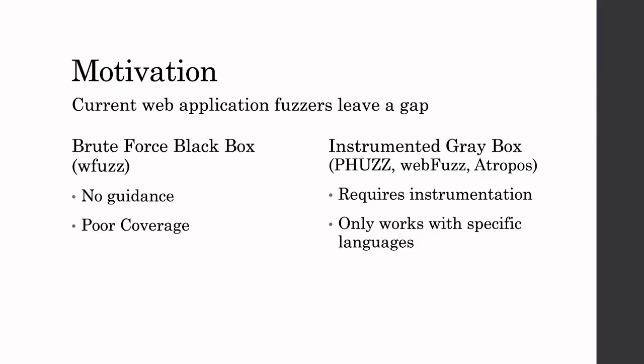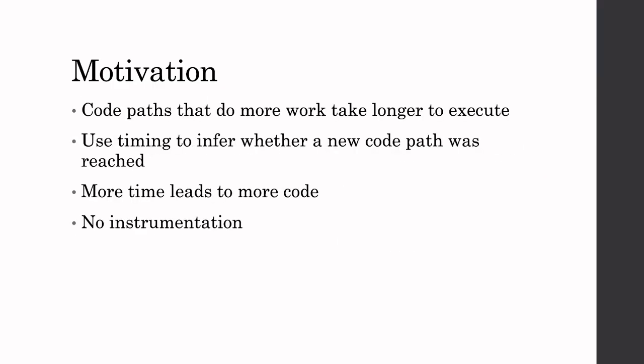To that end, I decided that timing might be a good way to guide coverage. Using timing would be possible because code paths that do more work take more time to execute. You can use timing to figure out whether a new code path was reached, because if it was, it should take a little bit longer. This has actually been used in the past in a paper, Remote Timing Attacks Are Practical, by Brumley and Boneh, and what they demonstrated was that recorded timing differences can actually leak secret key information.